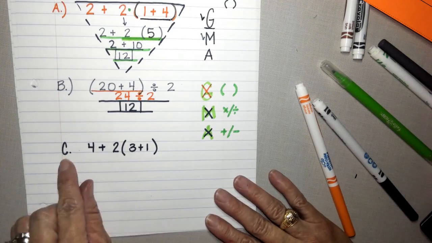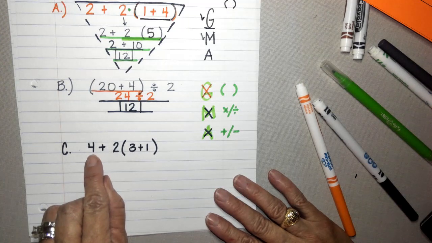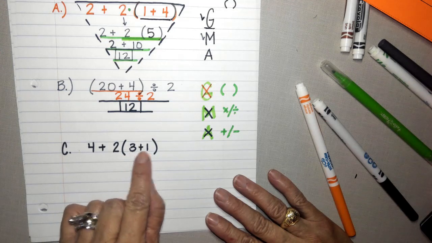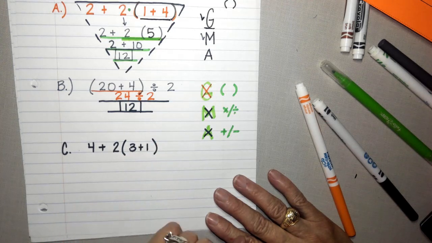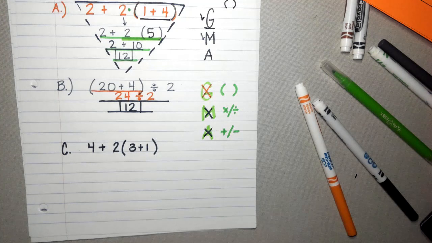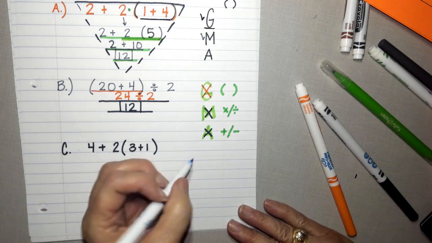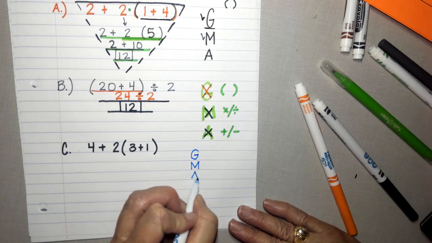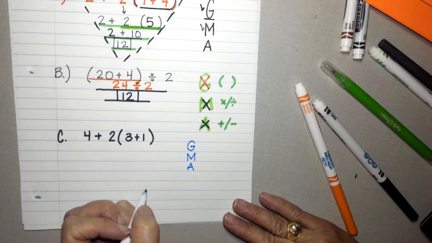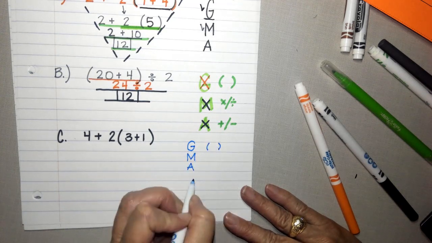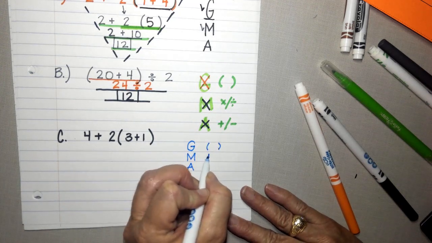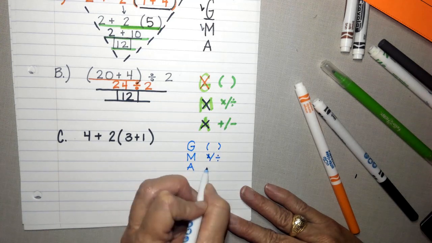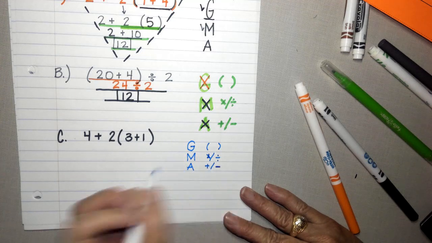Alright. For letter C, I want you to write down 4 plus 2, parentheses, 3 plus 1, parentheses. And then I want you to go ahead and record G, M, A. Remember, G stands for our grouping symbols, M stands for our multiplicative actions, multiply or divide, and A stands for adding or subtracting actions.